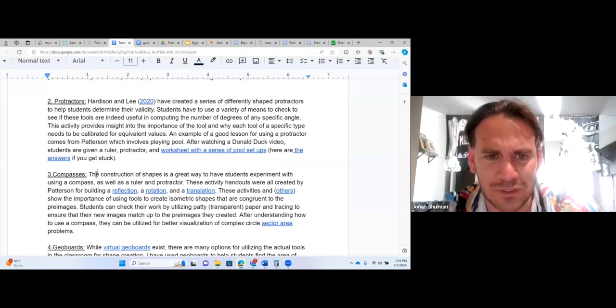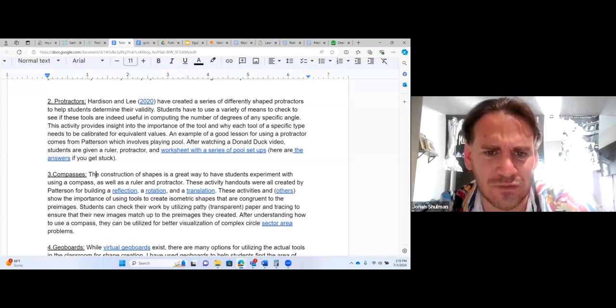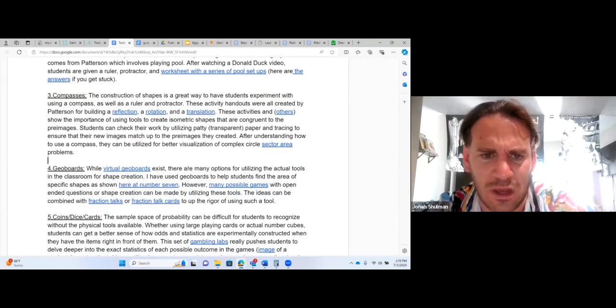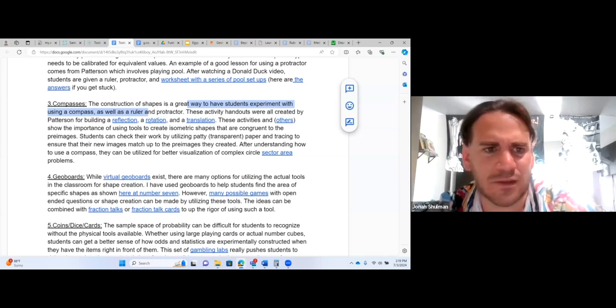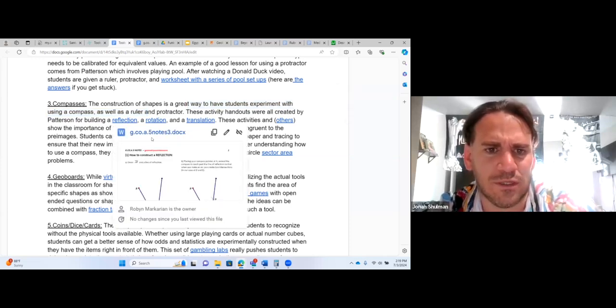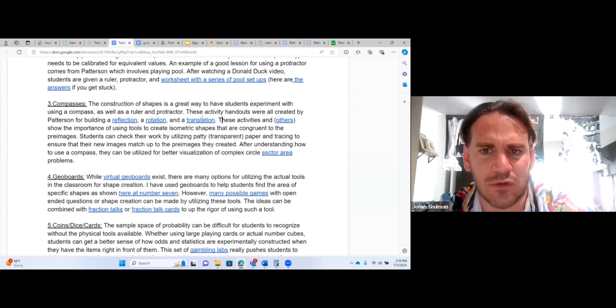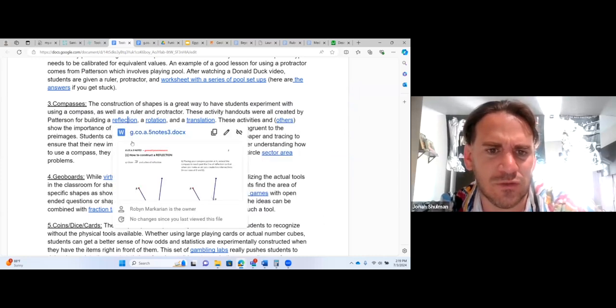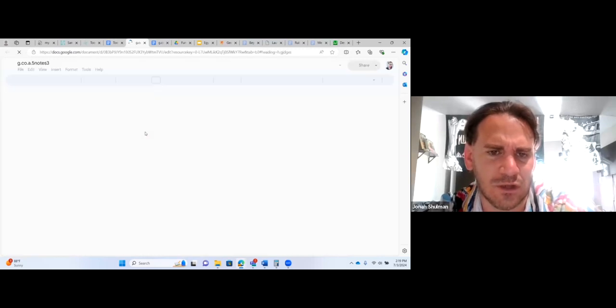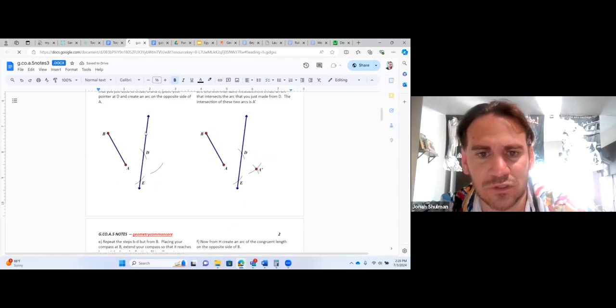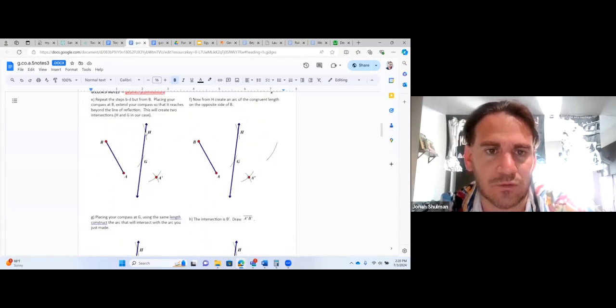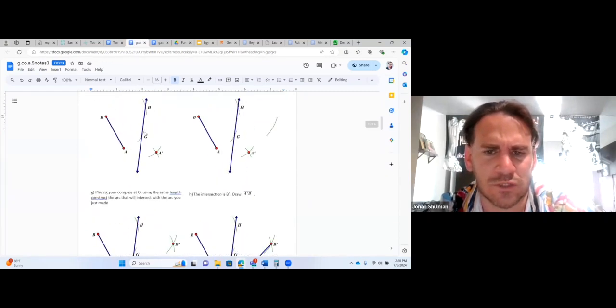Compass. So compasses are tough for students. So the construction of shapes is a great way to have students experiment with using a compass as well as a protractor, right? So can they make a shape? These activity handouts are all created by Patterson. One is with reflection, one is with rotation, and one is with translation. Each of these requires students to construct the geometric shapes using the compass, okay? I think they're really good to teach rotation, reflection, and translation.